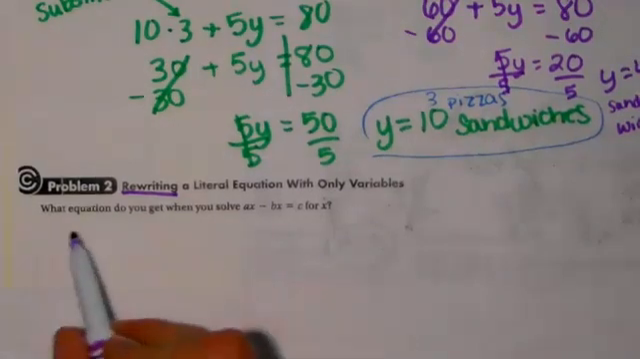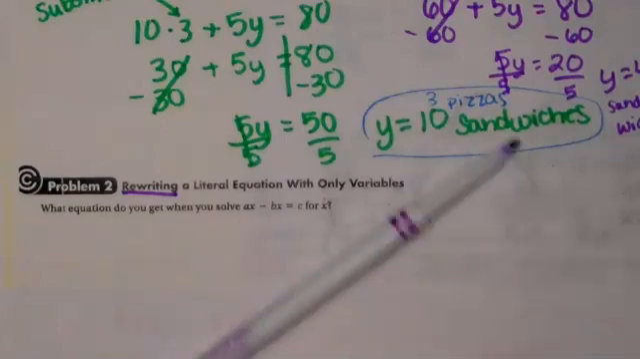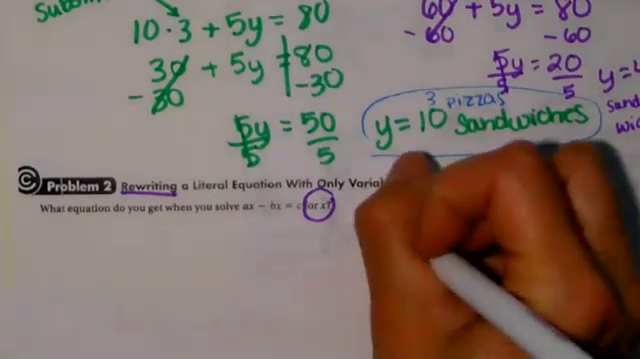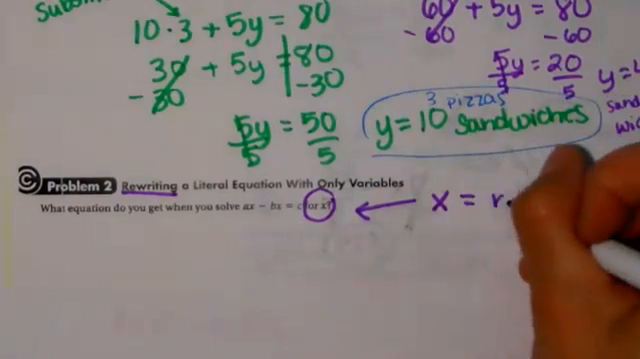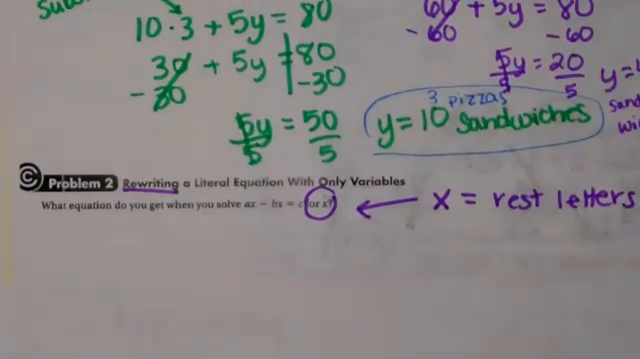So it says, what equation do you get when you solve ax minus bx equals c for x? So this is the important part. For x means that we need to make this say x equals, and the rest of the letters and numbers, if they were in there, would have to be on the other side. Okay? We're going to make it say x equals, and everything else is going to be on the other side. All right? Yes, that's all that means. And so they can change it to any letter.